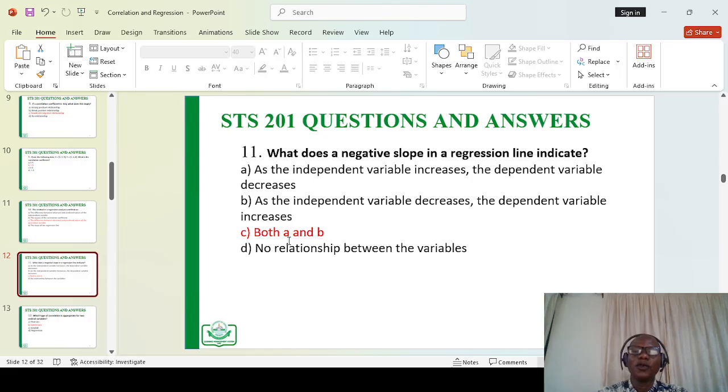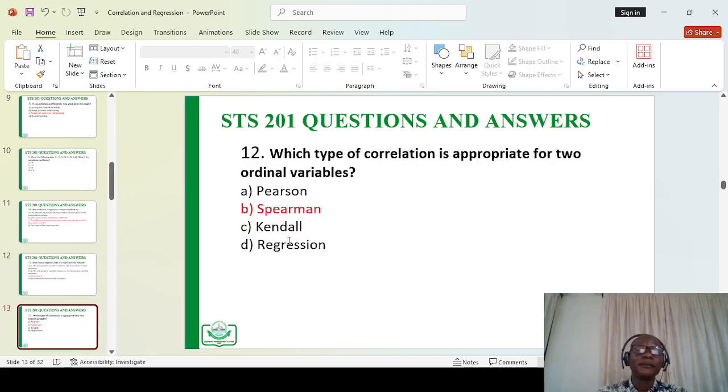What does a negative slope in the regression line indicate? Let's look at A. As the independent variable increases, the dependent variable decreases. Fine, that's correct because it's negative. That's in the opposite direction. B: as the independent variable decreases, the dependent variable increases. This is correct. A and B are correct. So our answer is C.